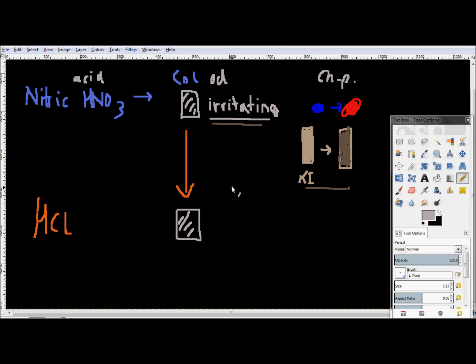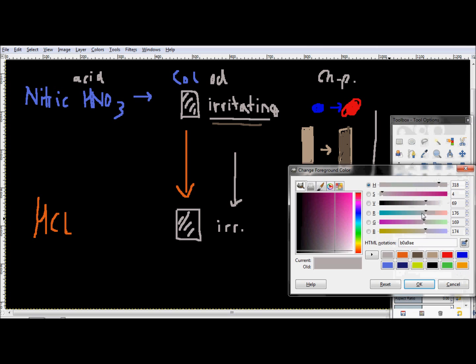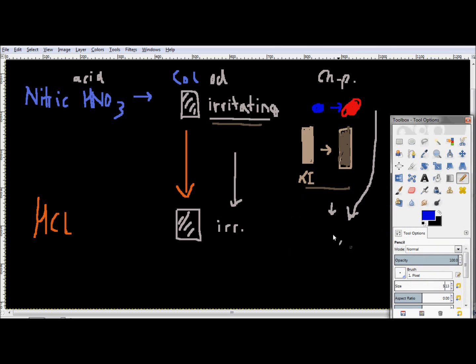Odor, yet again irritating odor, so same thing, just learn it like that. I'm just gonna write IRR. And under chemical properties, same thing, it turns moist blue litmus into red. So blue litmus here. Since HCl is acidic, as usual it'll turn red over here. Sorry, it turns red here.